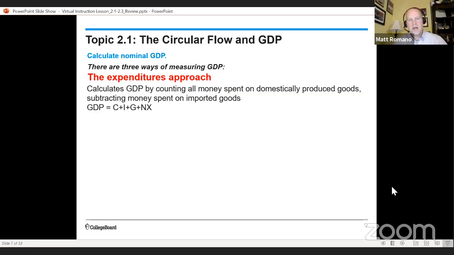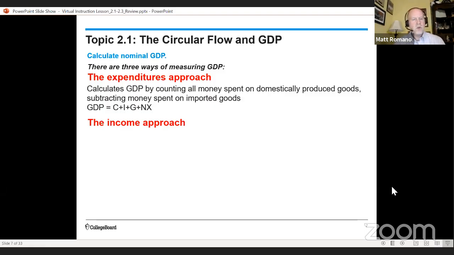Net exports, finally, we've talked about that in the last couple of weeks. Net exports is merely exports minus imports. So we're going to add in all the money that comes in from exported goods, but we're going to subtract the money spent on imported goods. Okay, that's GDP using the expenditures approach. We're going to come back to that one a fair amount. We're going to practice that a fair amount today.